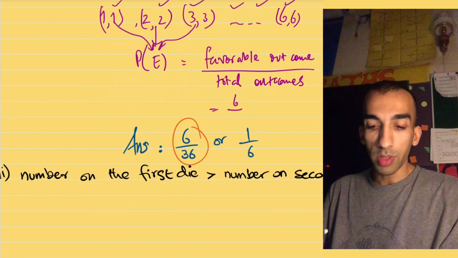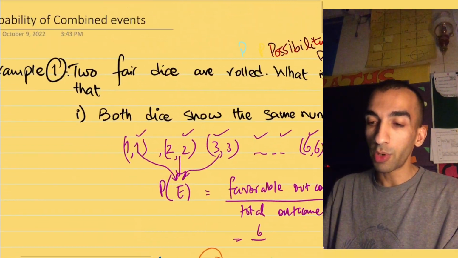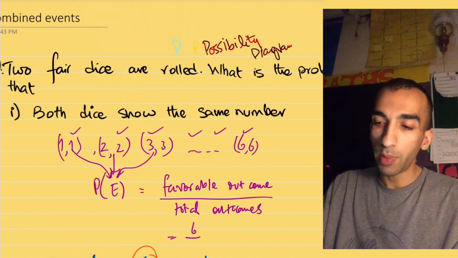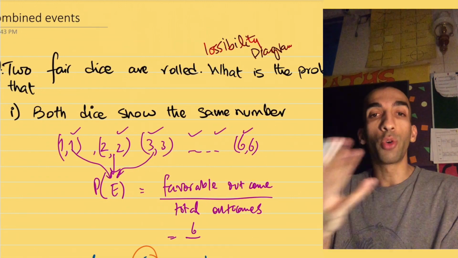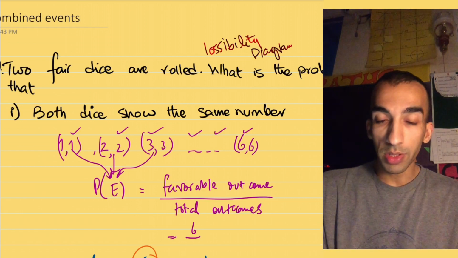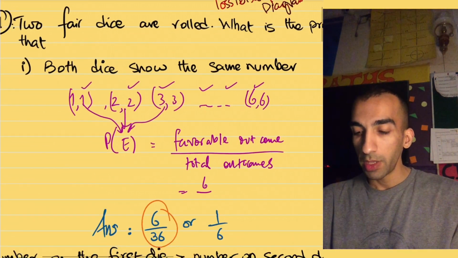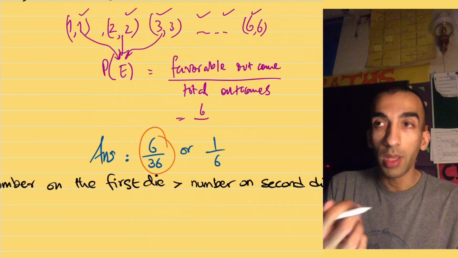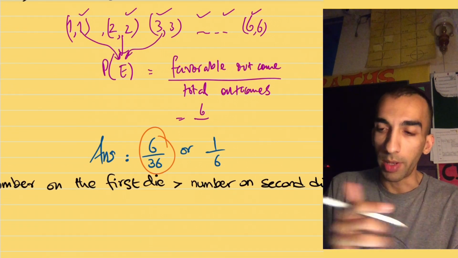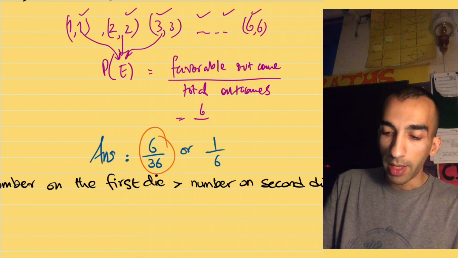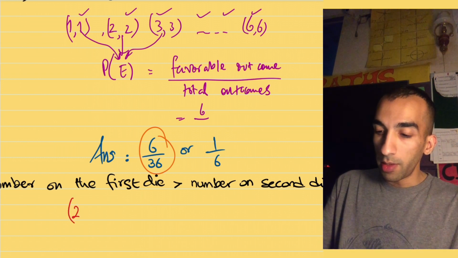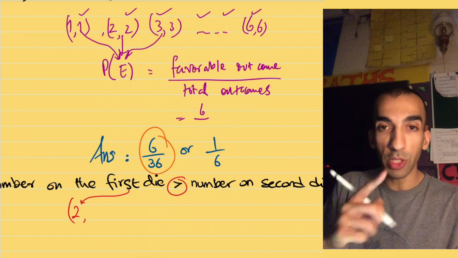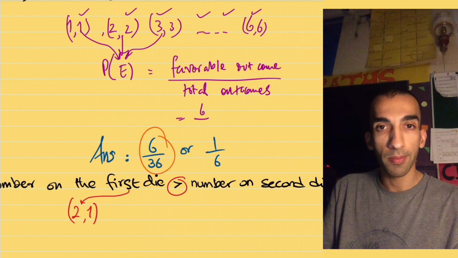The second question is: the number on the first die is greater than the number on the second die. Now it's even more detailed and even more tricky. They're asking you what is the chance of the first number being greater than the second number that you get. So for instance, if you roll die 1 and you get 2, this is the first number, it should be greater than the number on the second die, so it should be 2, 1.